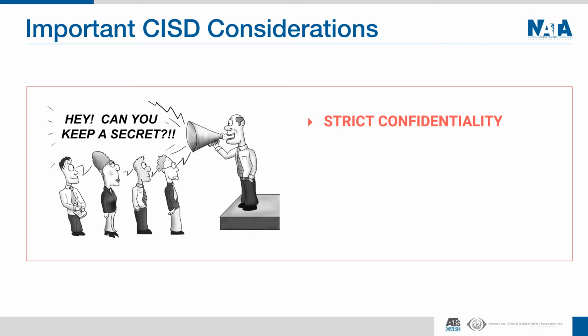There are a couple of exceptions to this. One is if somebody indicates that they're going to harm themselves or potentially harm someone else, that needs to be reported. And also an individual who may be threatening to commit a significant crime. It's probably a good idea to report that also.